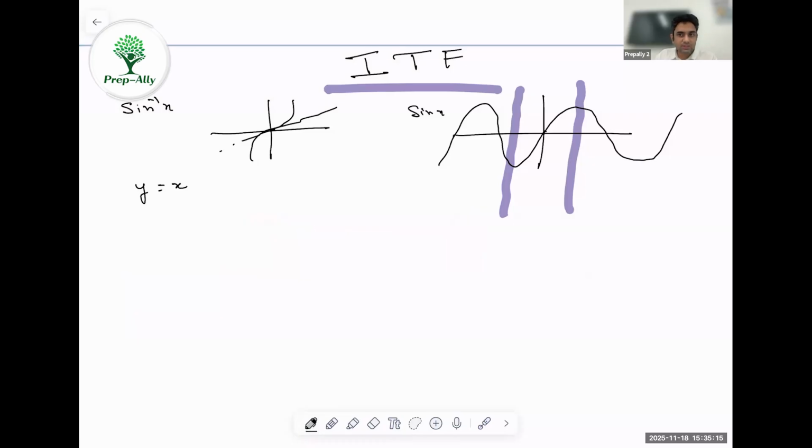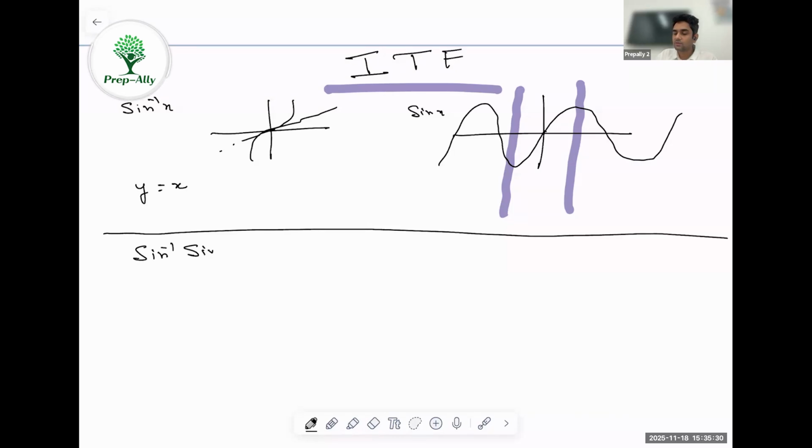Now, what type of questions have been coming over the years a lot? Maybe last year there was only one question like that, but about two questions like that. Generally, you'll see questions in this form. They will ask you questions based on this format, that what will be sine inverse sine x, or what will be cos inverse cos x.